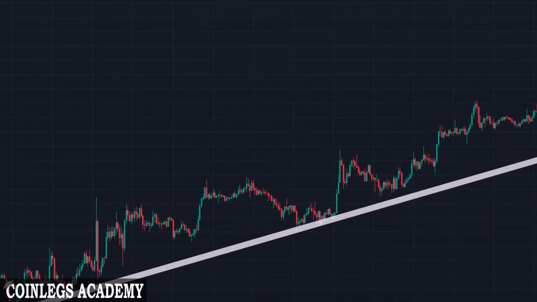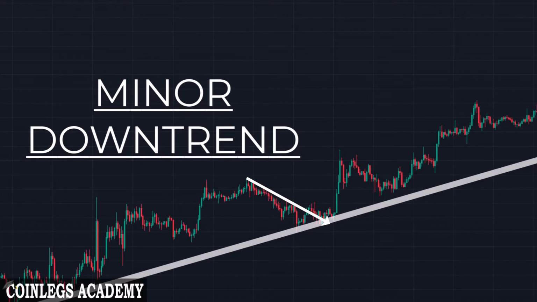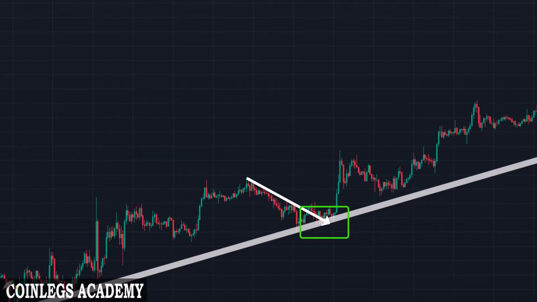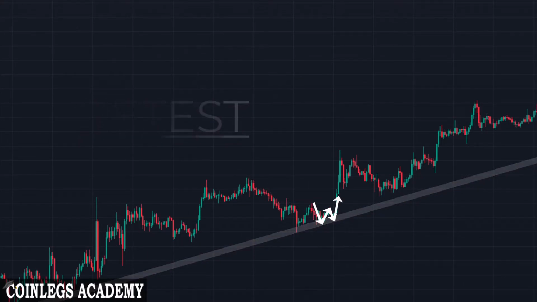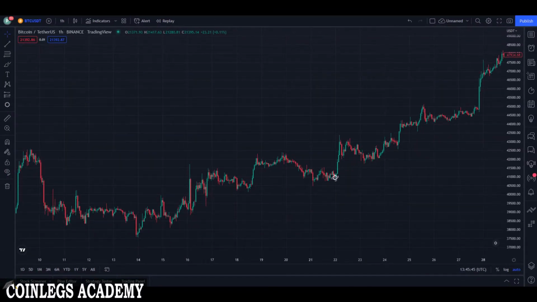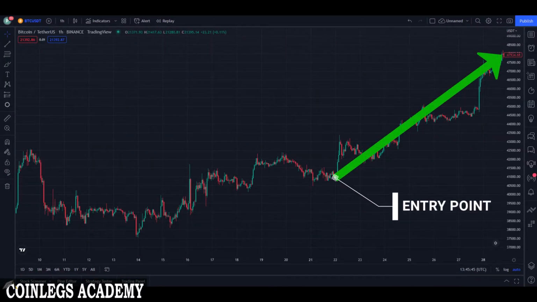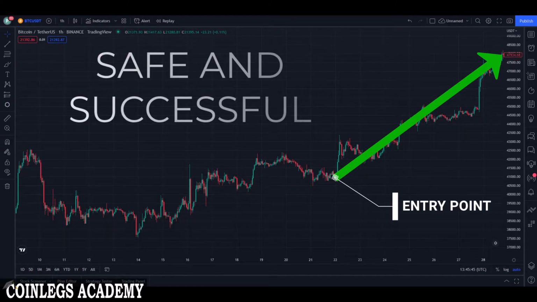Let's say we will take our entry here again, but before that, we should follow the minor downtrend, and when the price comes to our key level, which is our trend line touch, we need to wait for the minor trend breakout here. Then after the confirmation of a breakout, we have a significant retest here. We can take our entry here. With this technique, you can make safer and more successful trades.